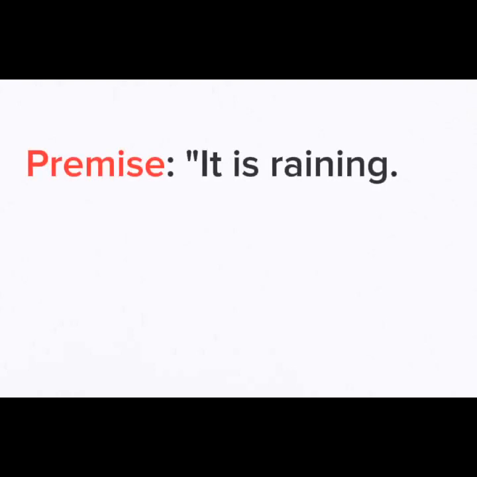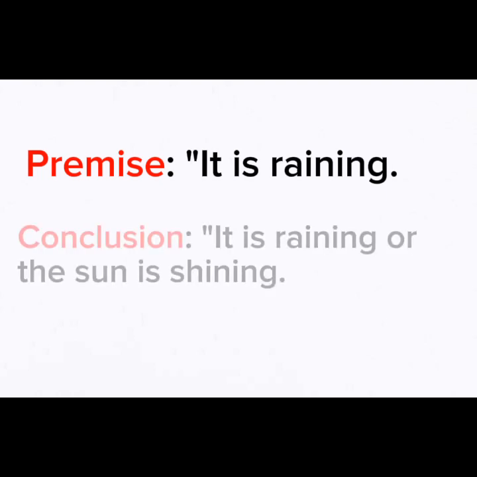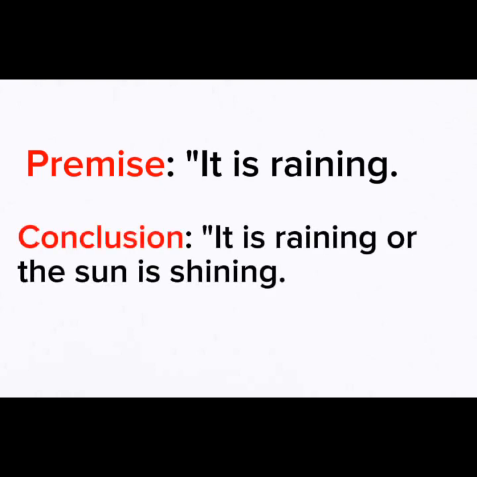Let me give you an example. Premise: It is raining. Conclusion: It is raining or the sun is shining. Using the addition rule, we can introduce the disjunction and expand the possibilities. In this case, if we know that it is raining, we can also say that it is either raining or the sun is shining.